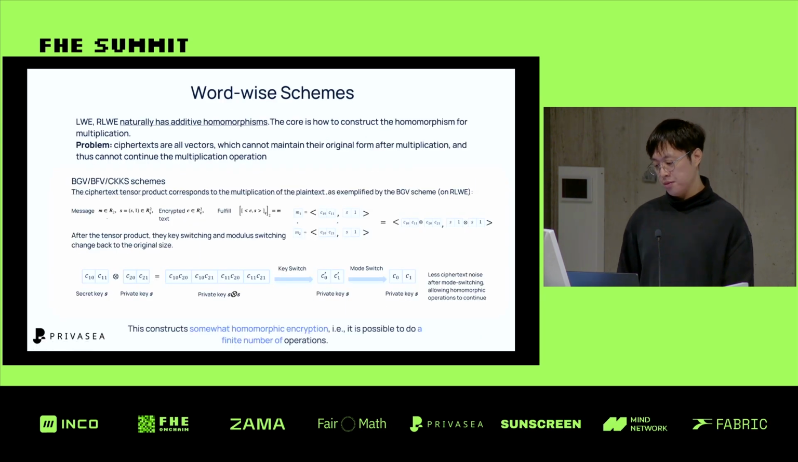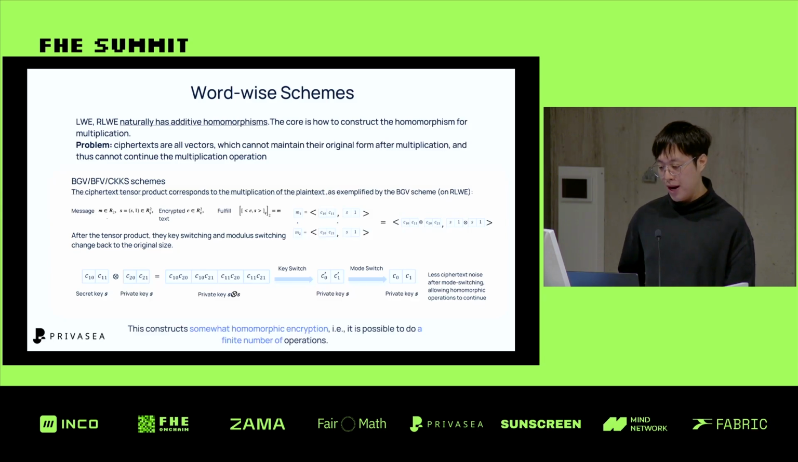Okay, so how to construct the multiplication homomorphism? The word-wise schemes use the traditional scalar multiplication. You can see in the picture that because the ciphertexts are all vectors, they cannot maintain their original form after multiplication. You can see C10, C11 scalar product with C20 and C21. Then we have a 4-dimension ciphertext with the secret key S1 scalar product with S2.